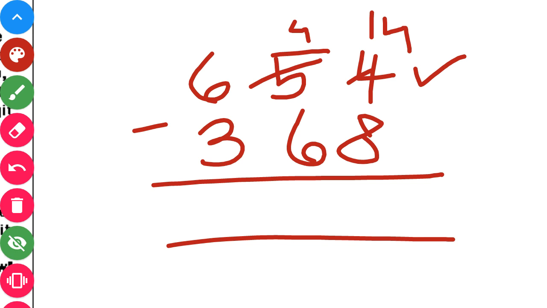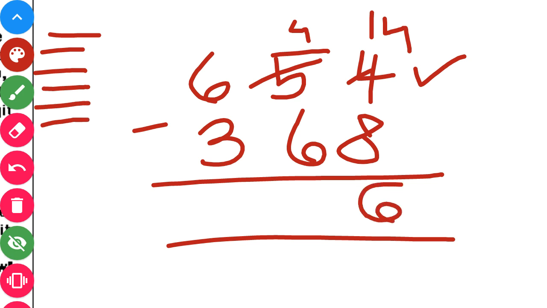So count after 8 to get 14. 9, 10, 11, 12, 13, 14. How much have we got? 6. Now we are having 4 at tens place.